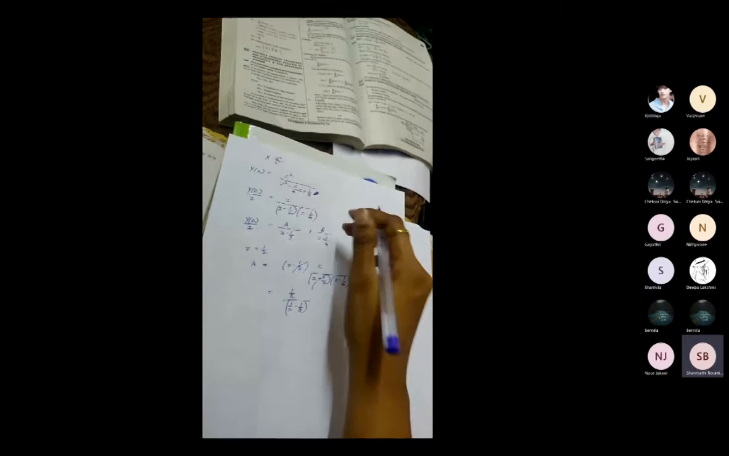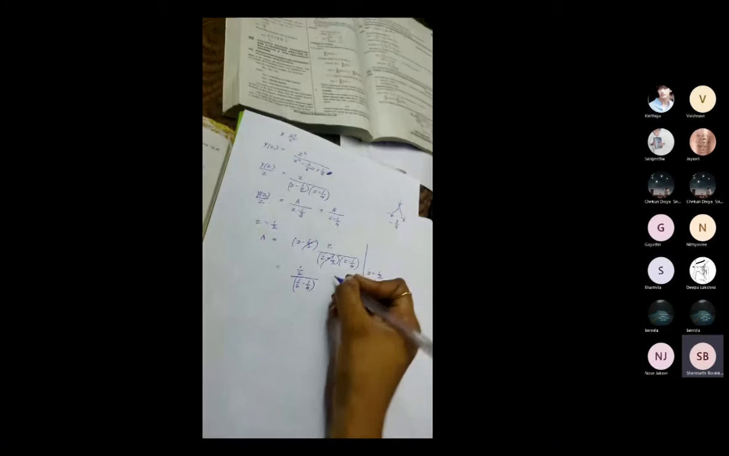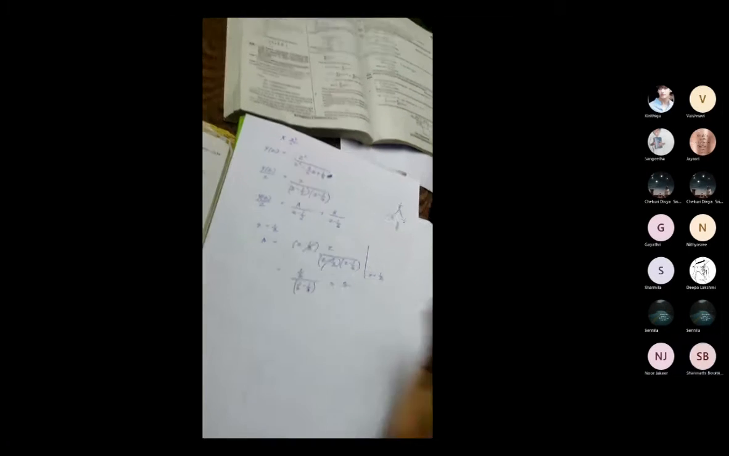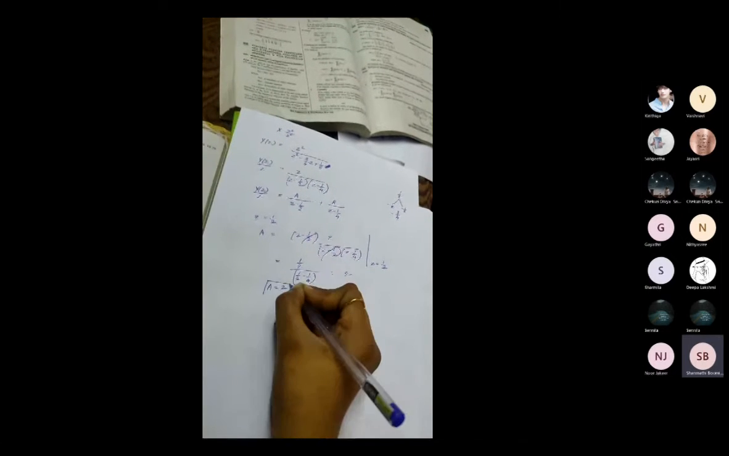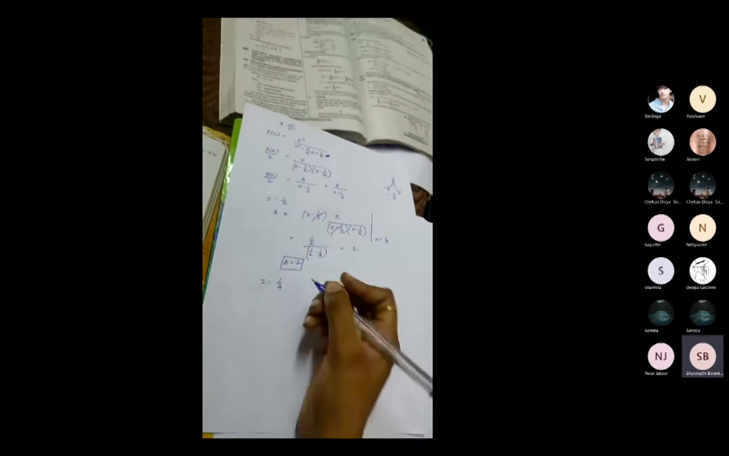If you're comfortable with the LCM method, you can solve it that way also. Otherwise, use this method. If you solve, you will get 2. A value will be equal to 2. In the same way, find the B value. Z equal to 1 by 4.